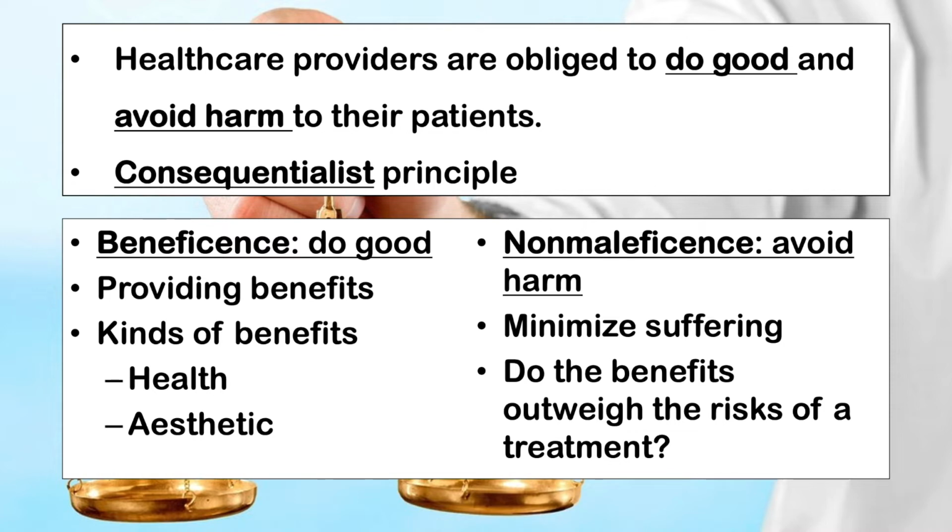So these two principles, let's summarize, are principles of a consequentialist framework. One of them tells us that the right thing to do is what brings about a benefit. That's the principle of beneficence. And the other principle tells us that the right thing to do is the action that avoids harm or at least minimizes harm. So that's the principle of non-maleficence.